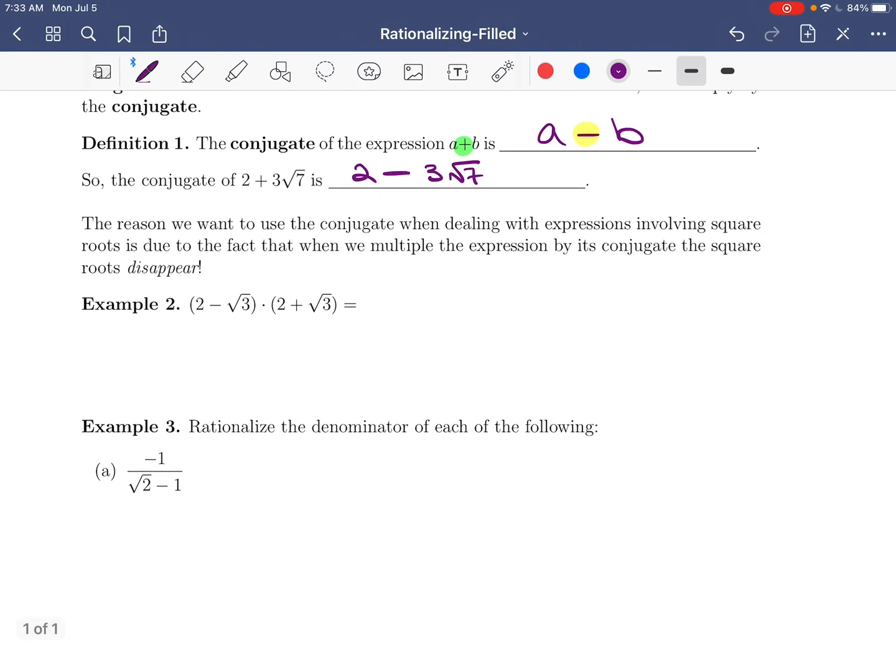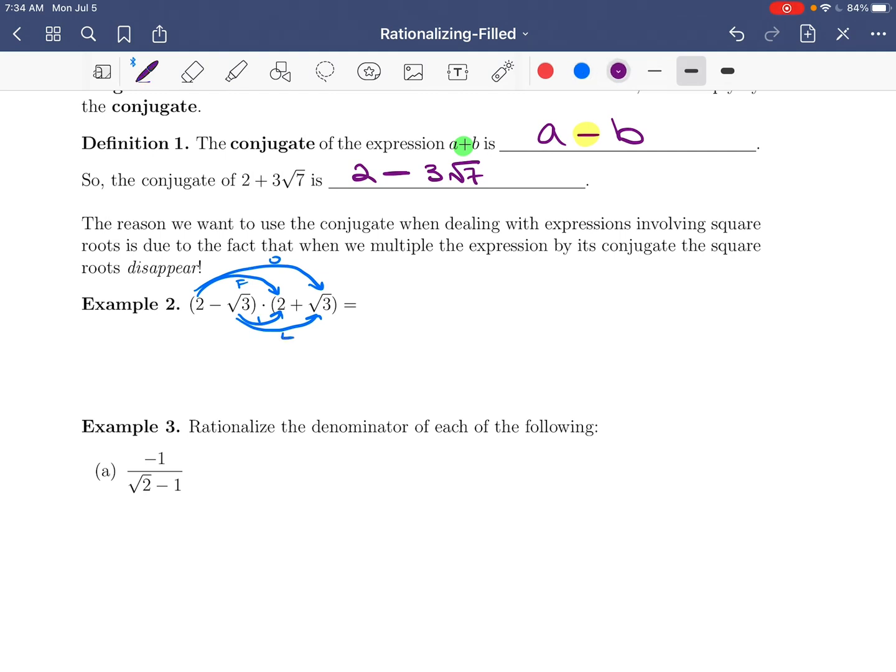The reason we want to use the conjugate when we're dealing with square roots, and in particular binomials that have square roots, so things that are two terms with addition and subtraction, where one or both of them have square roots, is because when I multiply by the conjugate, which I'm actually going to do here, something nice happens. If I wanted to multiply these two terms, 2 minus root 3 and 2 plus root 3, I have to use what we call FOIL. So I have to do the first two, and then the outer two, and then the inner two, and then the last two. First, outer, inner, last. That's how it spells FOIL.